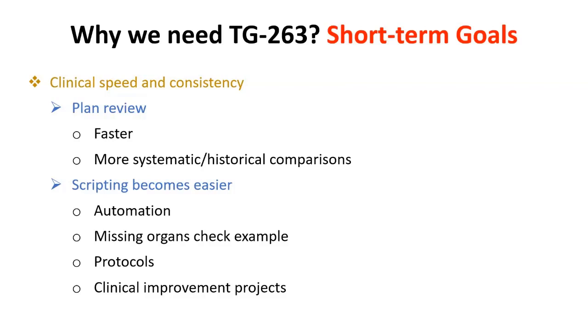Missing organs check, for example: maybe in some plan the physician forgot to draw a certain organ. In the plan review, maybe I did not draw the spinal cord, or the optic chiasm or optic nerve, whatever. With this, you can easily track what types of organs are missed.